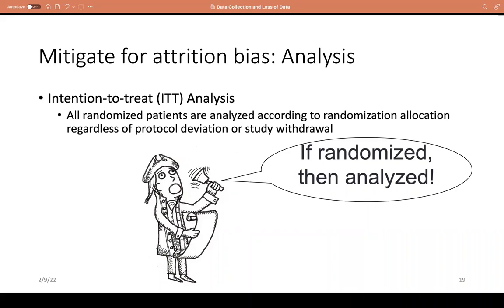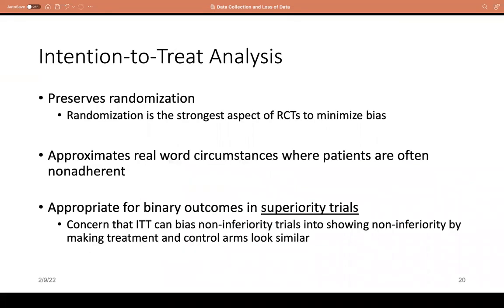So even if there were dropouts, or if the people were non-adherent or crossed over, or there's some other type of protocol deviation, you still analyze them according to the group to which they were randomized. And we'll talk about why we do this. And the most important reason, and this is why I brought this up in the first slide of the lecture, is that by using intention to treat analysis, you're preserving randomization.